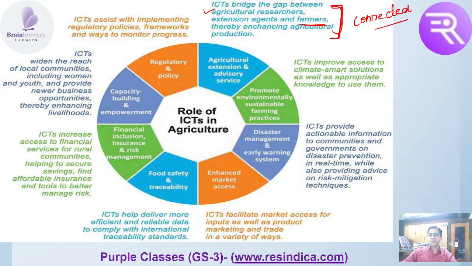So ICT improves access to climate-smart solutions. That means since you will be utilizing information and communication technology tools, you will have better data for informed decision making, right? Based on the type of climate and the type of data you have, you will be able to make very informed decisions about what to do and what not to do regarding your crop.